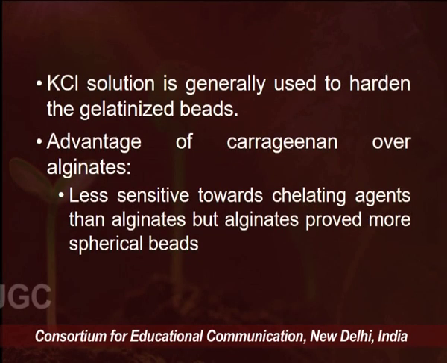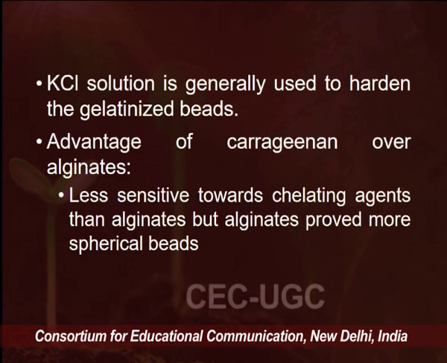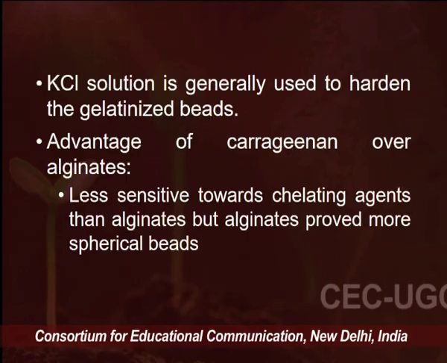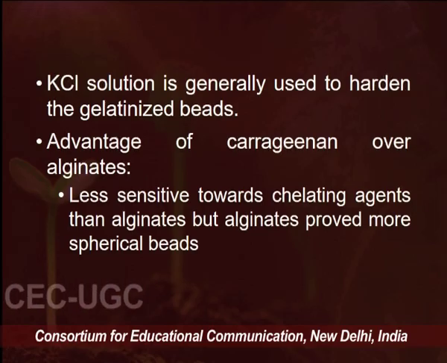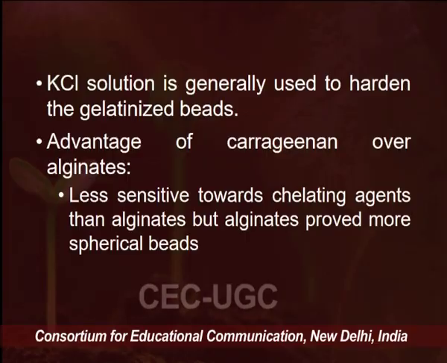Now the major advantage of carrageenan over alginates is that carrageenans are less sensitive towards chelating agents than alginates, but alginates provide more spherical beads in comparison to carrageenans. So if the shape of the immobilized structure is not of importance, then we can also use carrageenan. But if a spherical shape is required, then alginates are the material of choice.